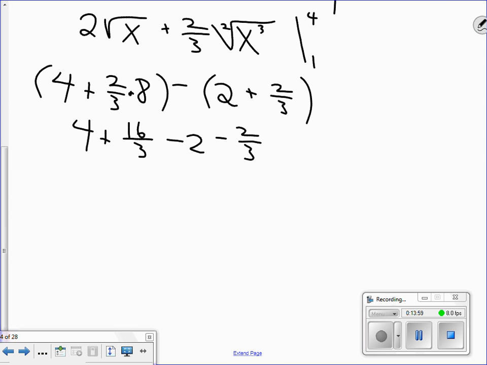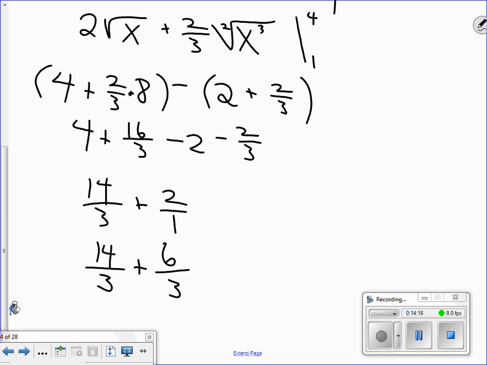So altogether we have 14/3. And what's the constant? Plus 2. Common denominator, 3. So the numerator, 2 over 1, is how many thirds? 6. Final answer, 20/3. Oh no, that's not there.